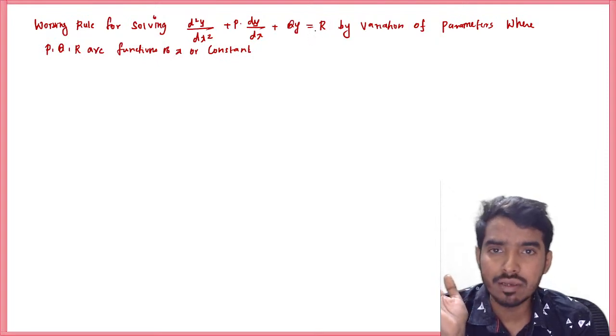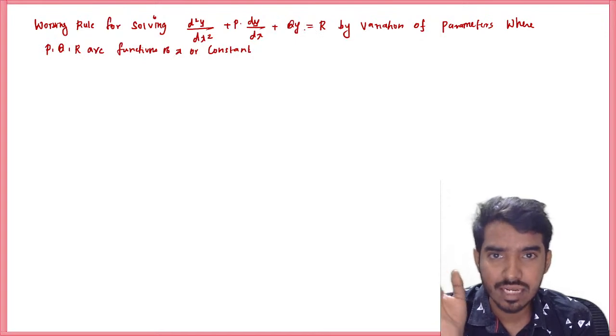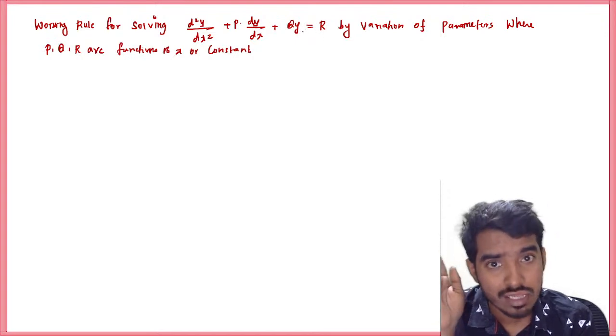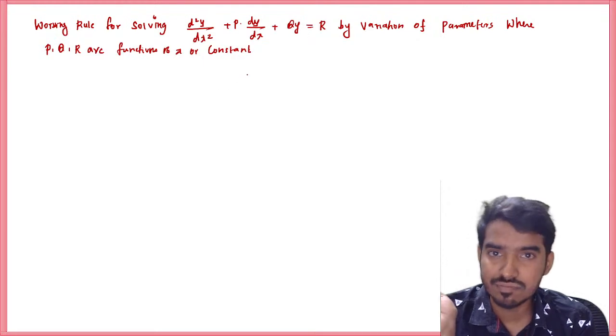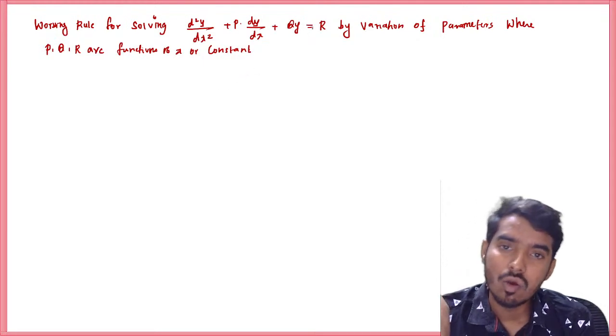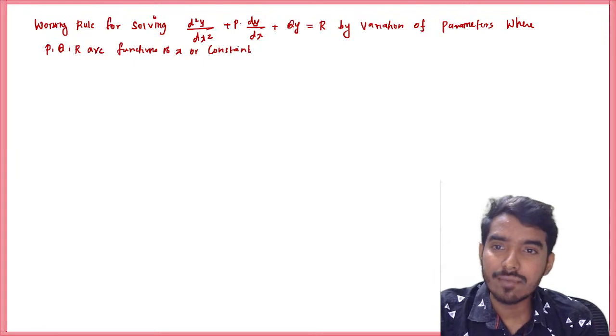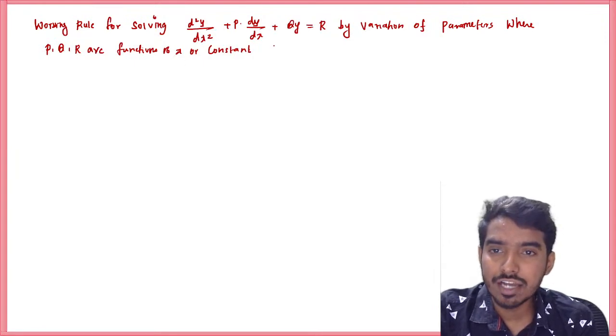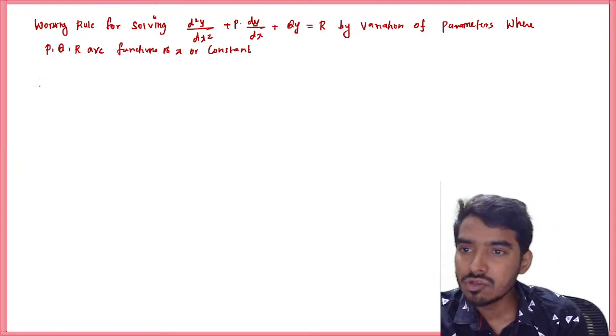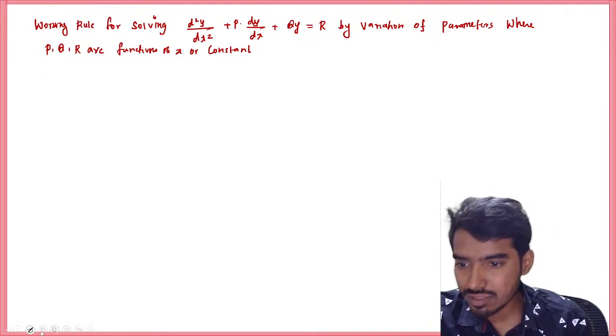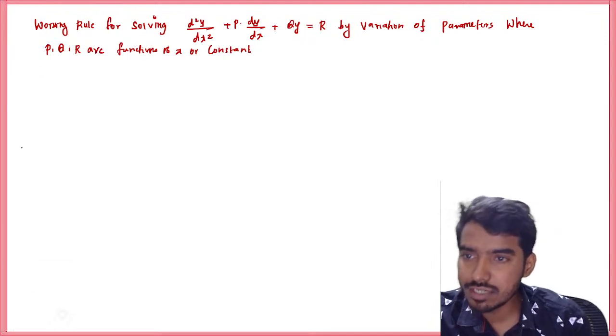Whatever r may be, you can solve by variation of parameters. That means you can also solve all the previous methods by this method also. This is one powerful method, where p, q, r are functions of x or constants. There are 3 steps to find the solution. So, step 1.